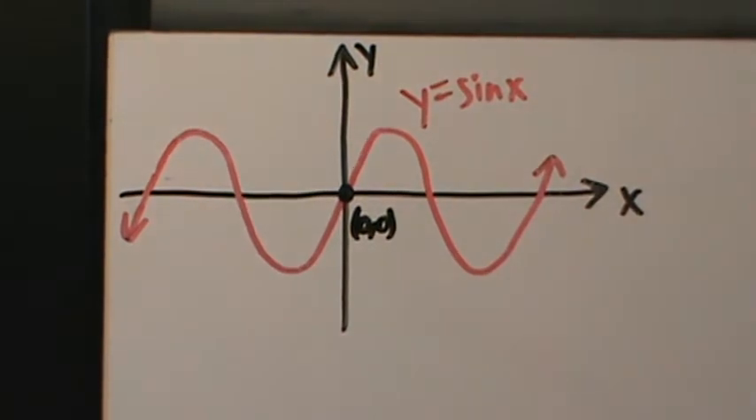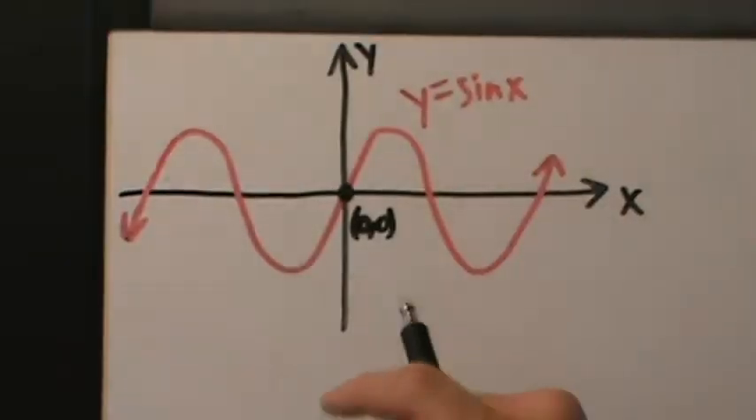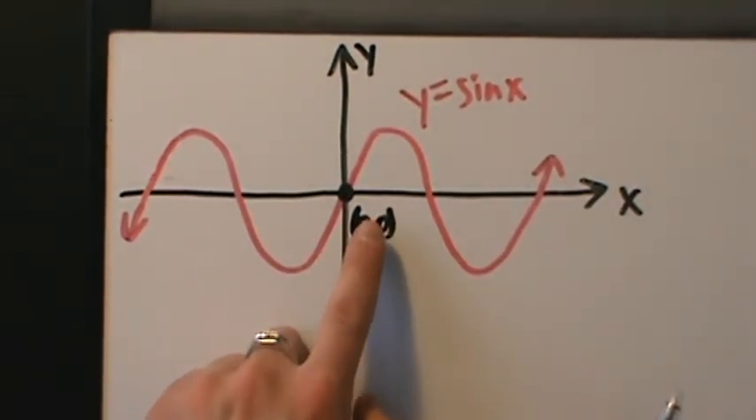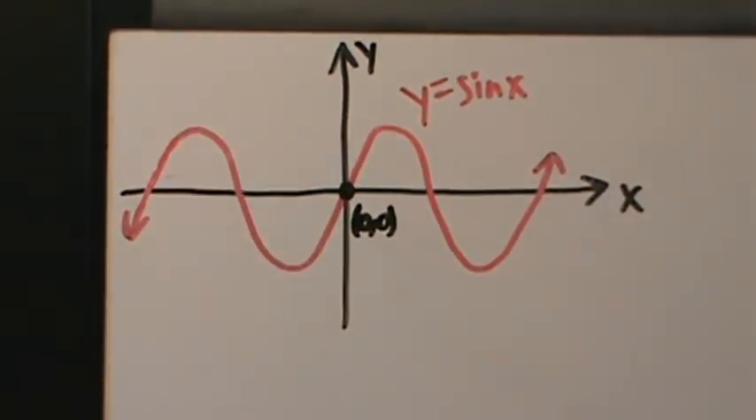Okay, so that's why we ask ourselves, where did the x coordinate of 0, 0 go? If we can determine where the x coordinate of this went, then we can figure out the phase shift, because that's going to tell us how far to the right or to the left that this graph moved. So that's why we asked that question.